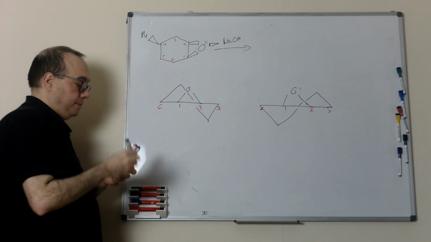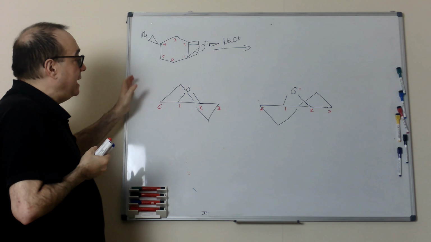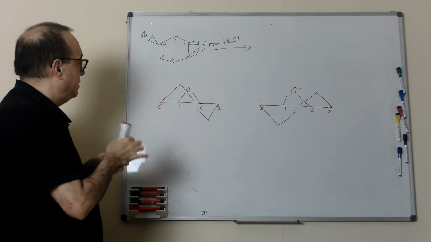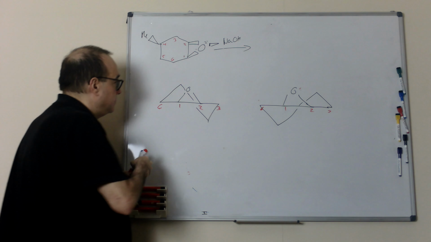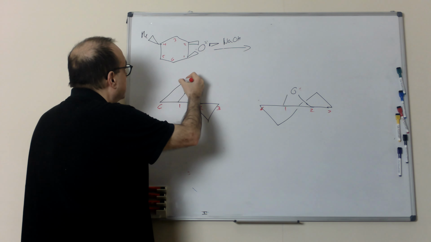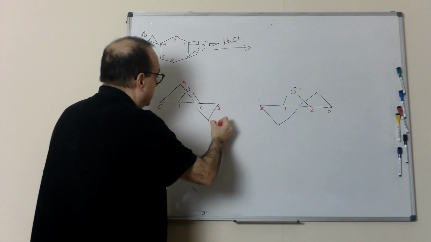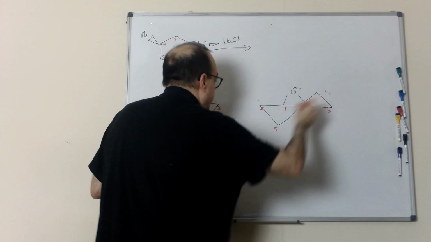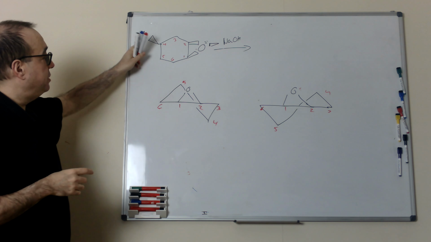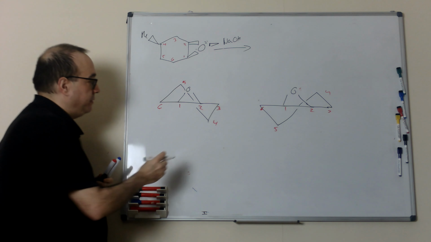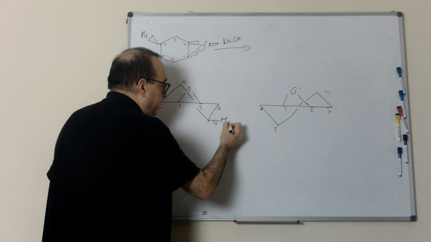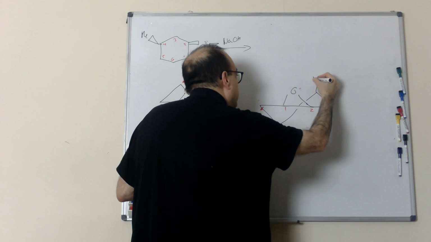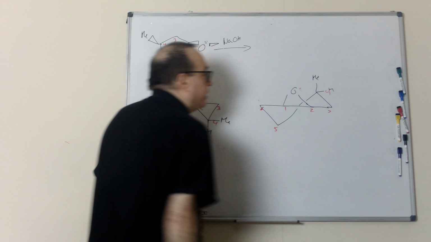Okay? And then I check which will be the most stable. 6, 5. Okay, in the position 4 I have a methyl. If the methyl is up in this position, I will have the methyl here, hydrogen here. While here, I will have methyl here and hydrogen here.